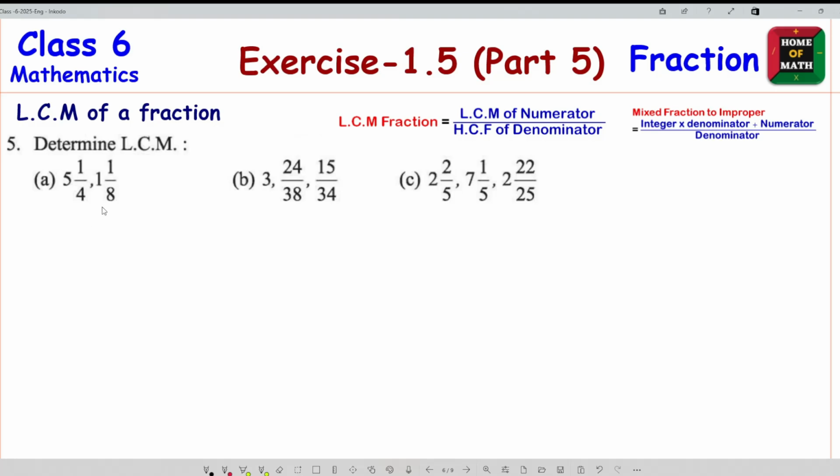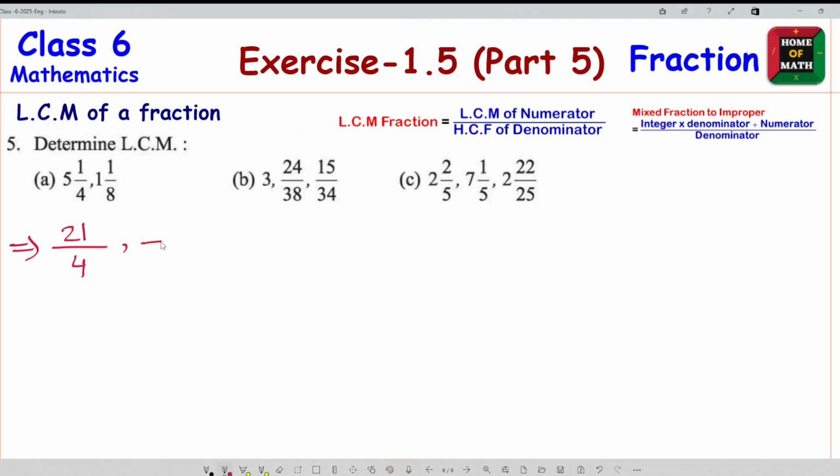First we have to convert to what? Improper fraction. So what is the rule? Mixed fraction to improper fraction, denominator will be unchanged. It means 4. And numerator, integer times denominator. Integer is 5 times denominator. It means 5 times 4 is 20. Then plus numerator. 20 plus 1 is 21. This is the first fraction.